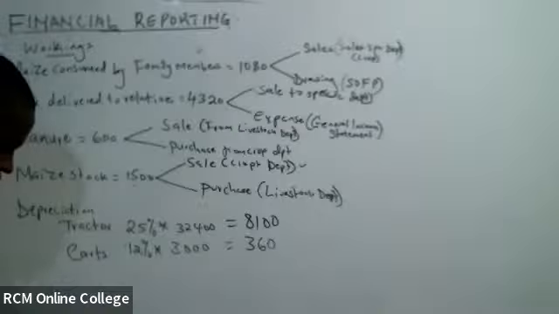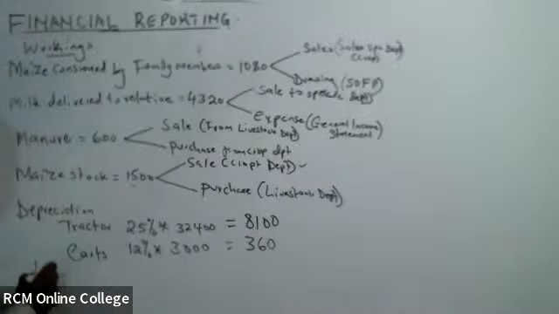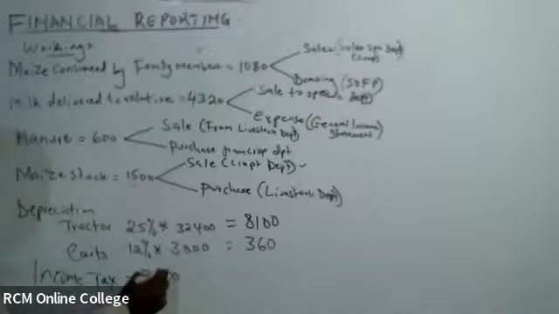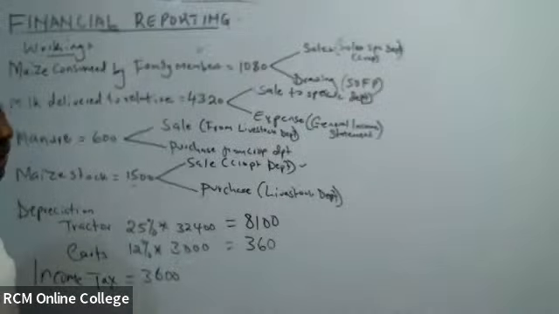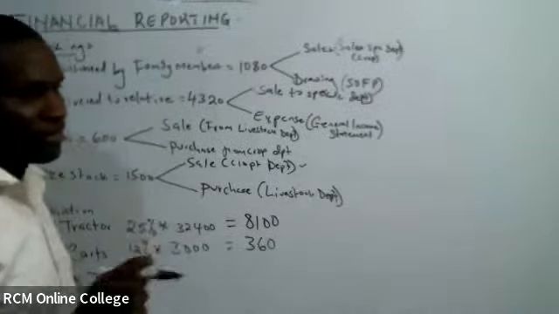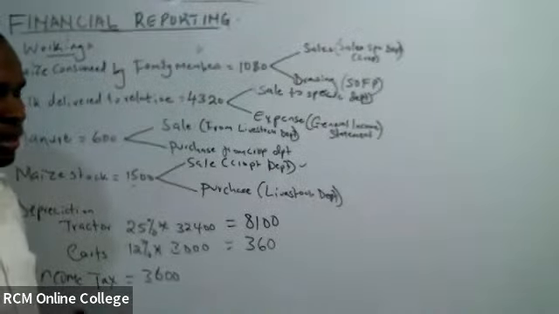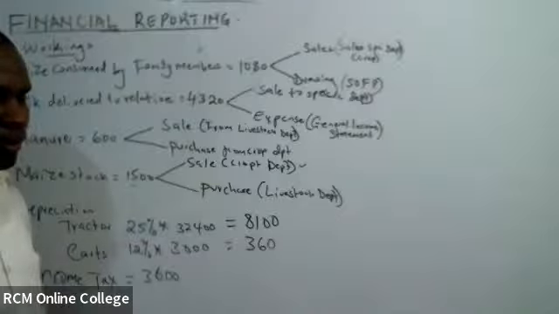Hiyo 3,600 natuambia namna gani pale? Tuambia kwamba the income tax is estimated. Income tax. Hiyo ni your working tunahitaji. Income tax is equal to 3,600. Class, imagine we are done. We're done. Once you have done such analysis, now you can proceed and create what?